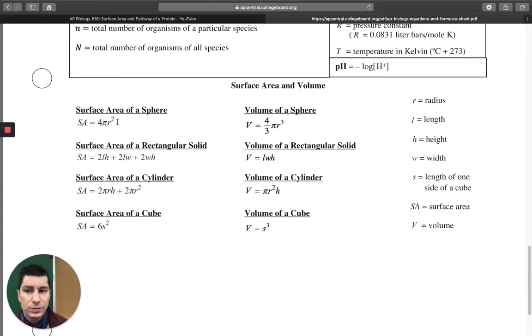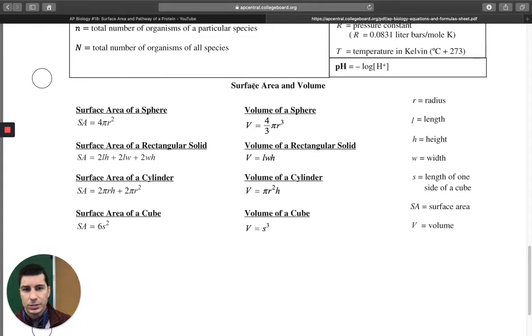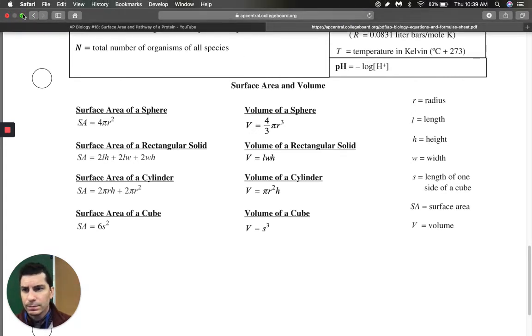In case they do give you a sphere, you just put it into this equation. Obviously, they'll probably give you the radius of the sphere, so you just put the radius in there and square it. You can use pi or not use pi. It doesn't really matter because you're doing the surface area to volume ratio, so pi would eliminate itself. I just wanted to show you that, and you can Google it. You could just go to Google and say AP Bio formula sheet, and look it over.